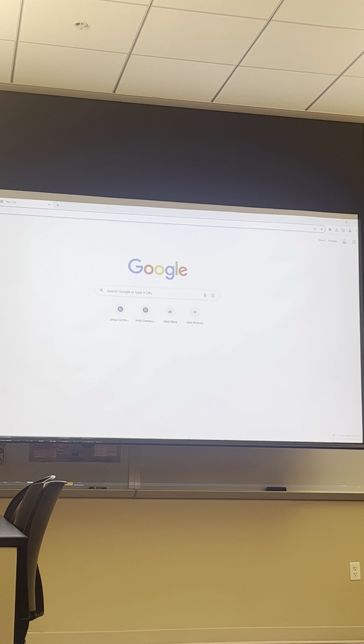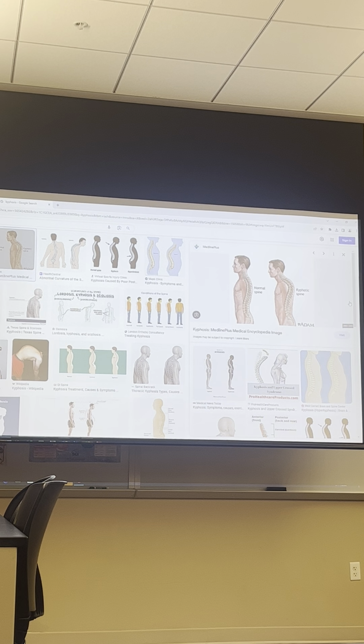So we've got a couple of different types of abnormal curvatures of the spine. The first one we can have is called kyphosis. Kyphosis is abnormal curvature of the upper thoracic spine. What would cause kyphosis? It is caused by a couple of different things. A really bad kyphotic curve, like what you see here, is usually genetic in nature.